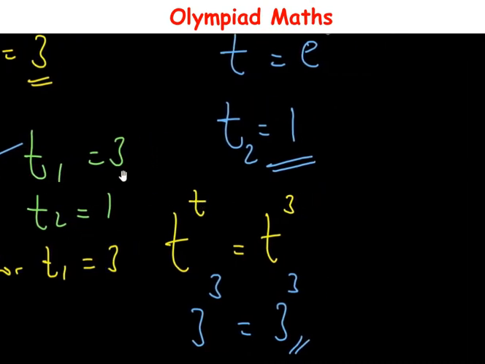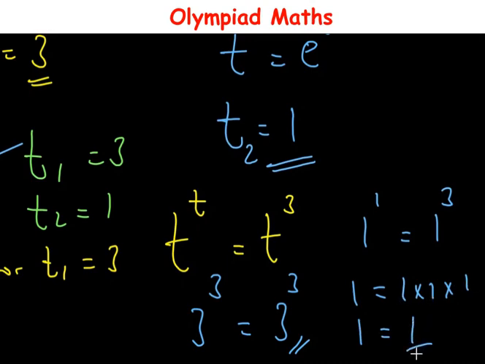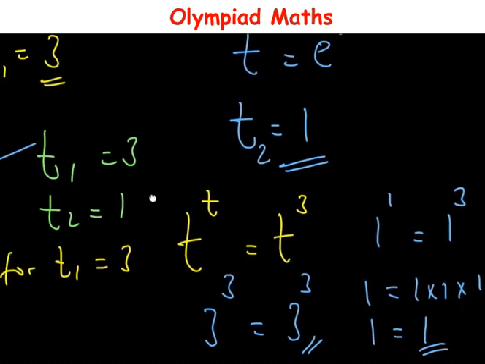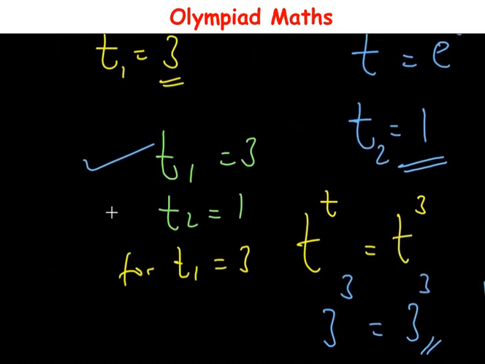Testing that one out, we input the value of t as 1, so 1 raised to power 1 equals 1 raised to power 3. 1 raised to power 1 is 1, equals 1 raised to power 3, which is simply 1 times 1 times 1. So 1 is equal to 1 times 1 times 1, which is still 1. With this, since they're equal to each other, this means that the second value of t, which equals 1, is also the correct solution. So this means that the two solutions that we got are the correct solutions of t.